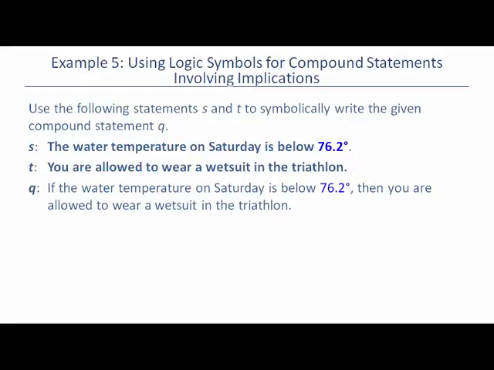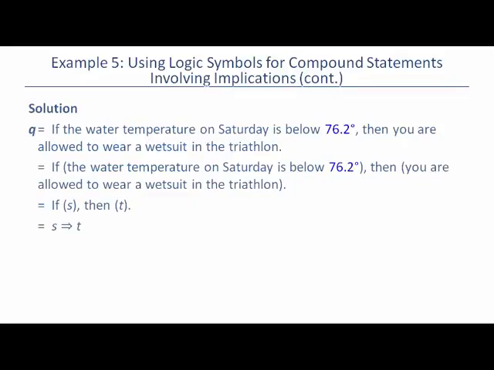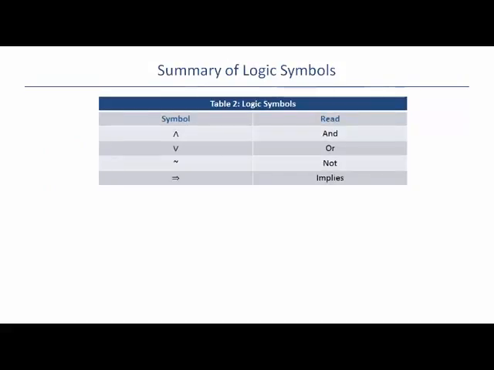Now, let's use the following statements, S and T, to symbolically write the given compound statement Q. So S is the statement, the water temperature on Saturday is below 76.2. T is you are allowed to wear a wetsuit in the triathlon. Q says if the water temperature on Saturday is below 76.2, then you are allowed to wear a wetsuit in the triathlon. Can you see that they're basically saying if S happens, then T can happen. So S implies T. You should have S with a little arrow to T. It's that simple. Determining whether or not these things are true and false, that's where it gets a little trickier, and we'll do those in other videos.